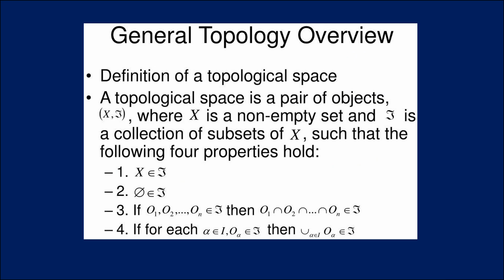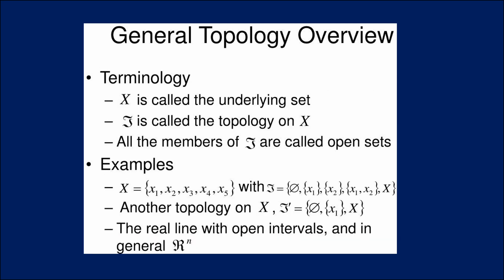This is the definition of a topological space. A topological space is a pair (X, tau), where X is a non-empty set and tau is a collection of subsets of X such that X and the empty set belong to tau, and it satisfies the finite intersection and arbitrary union conditions. Here X is called the underlying set, tau is a topology, and all the members of tau are called open sets.